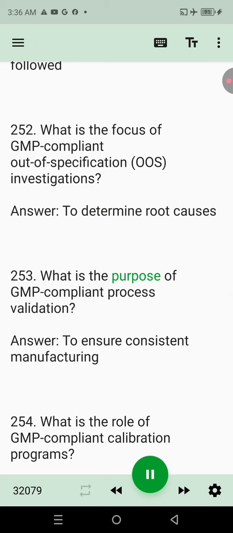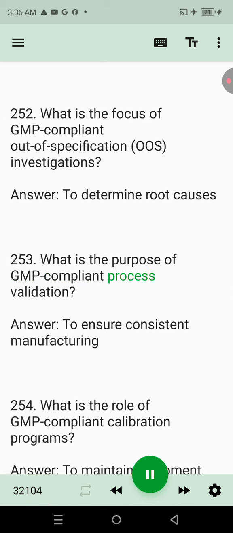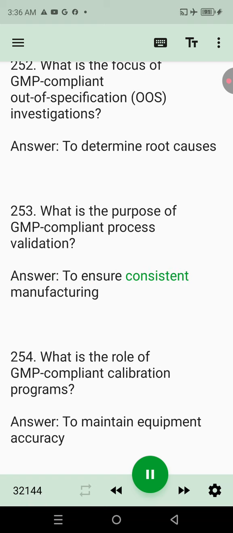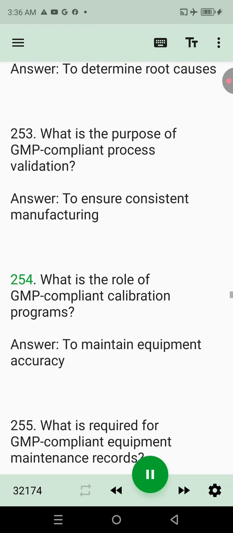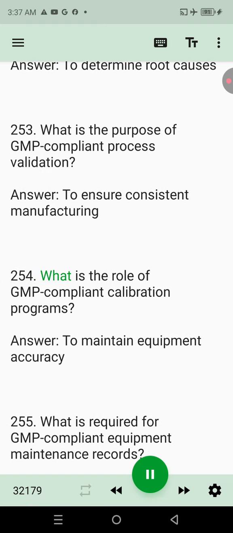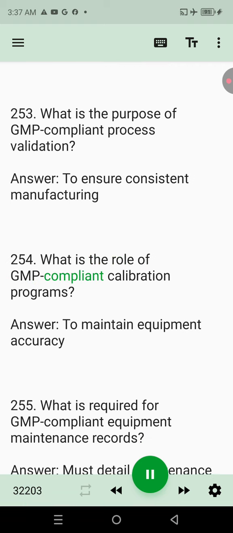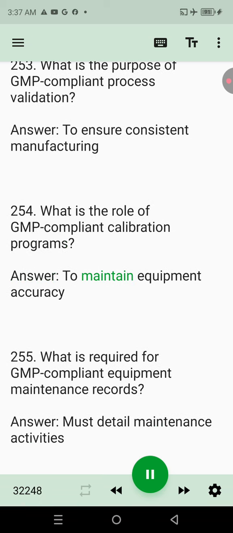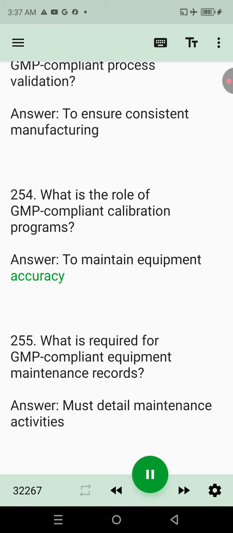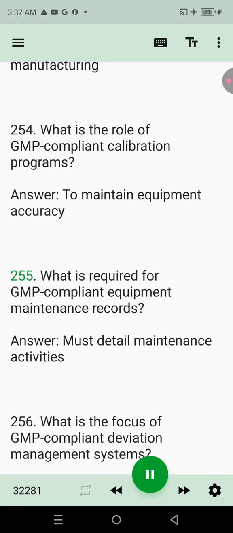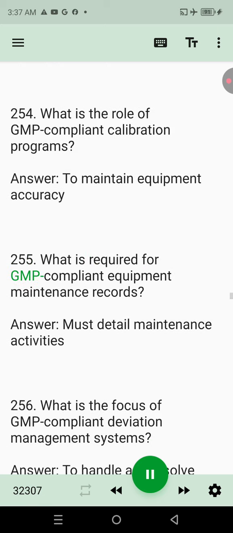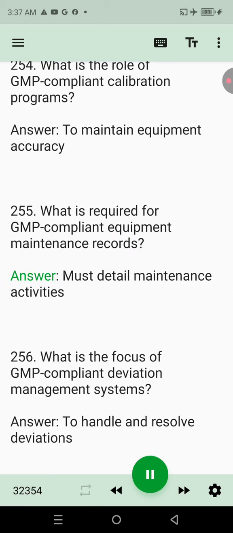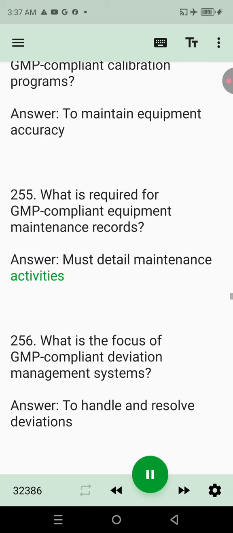253. What is the purpose of GMP-compliant process validation? Answer: to ensure consistent manufacturing. 254. What is the role of GMP-compliant calibration programs? Answer: to maintain equipment accuracy. 255. What is required for GMP-compliant equipment maintenance records? Answer: must detail maintenance activities.